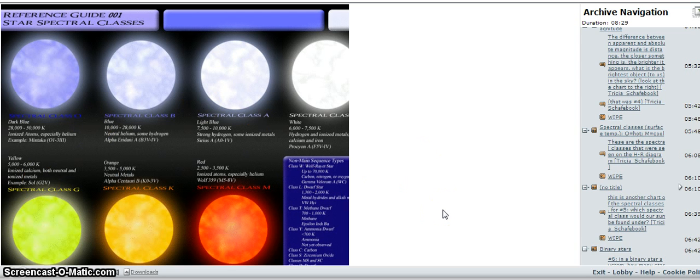Here's another spectral class chart. If you would please look at the chart and tell me what spectral class would our star, which is the sun, be found under. That is question number 5.